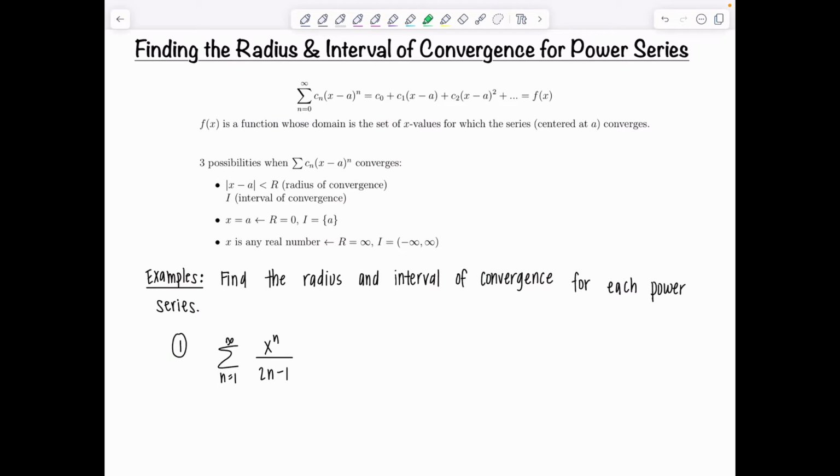In this video, we're going to learn how to find the radius and interval of convergence for a power series. I'm going to work through 6 examples, and by the end, you're going to be a professional. It's going to be fabulous.